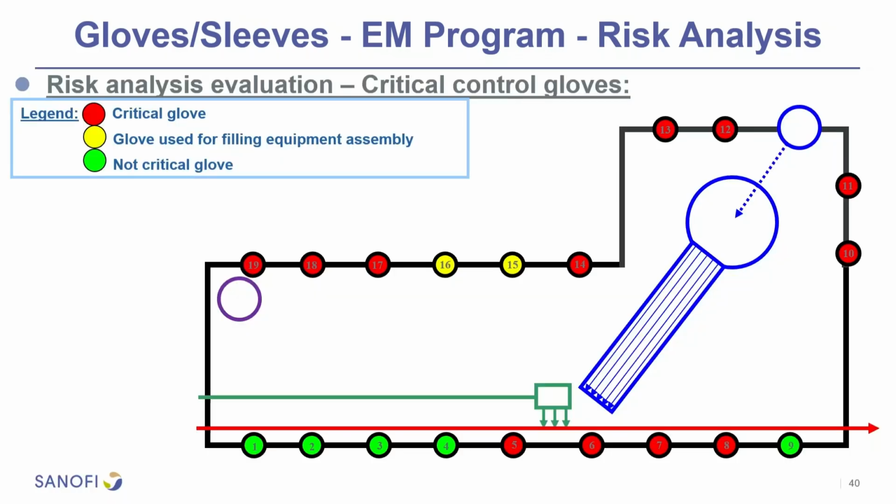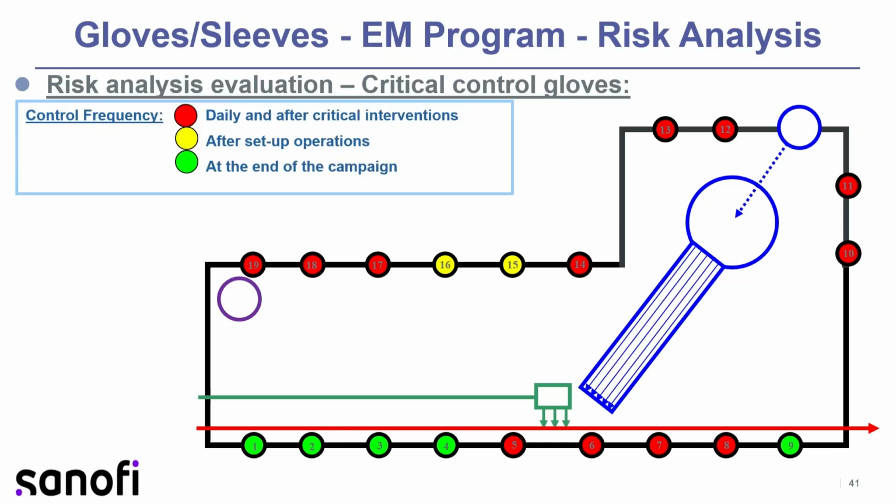Here, from our example, we have the 3 different groups of gloves from what we saw just before for the evaluation, with the critical gloves in red, with gloves used for filling equipment assembly in yellow, and not critical gloves in green. And from that, for each risk level of glove, we will define the control frequency, with in red daily and after critical intervention, in yellow after setup operation, in green at the end of the campaign.